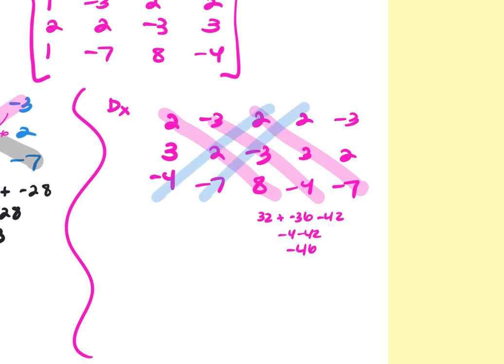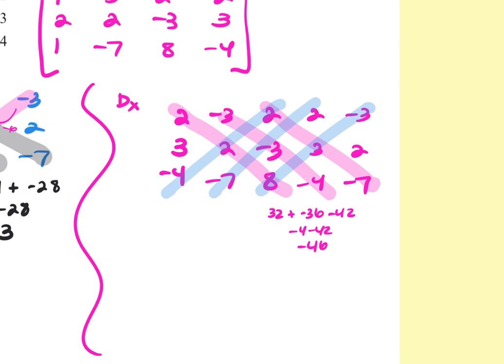Come back the other way. 2 times negative 4, so 4 times negative 4, negative 16. 2 times negative 3, negative 6, times negative 7, positive 42. Negative 3 times 3, negative 9, times 8, negative 72.